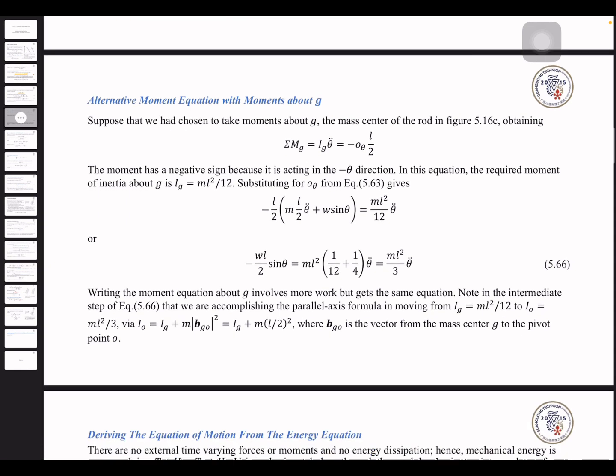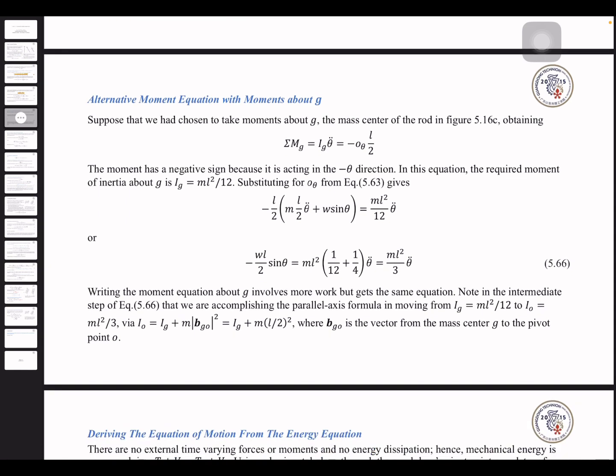So let's talk about the alternative equation of motion with moments about G. Suppose that we have chosen to take moments about G, the mass center of the rod in figure 5.63, obtaining the sum of the moments about G. This is the moment equation. The moment has a negative sign because it is acting in the minus theta direction. In this equation, the required moment of inertia about G is I G equals ml square over 12.